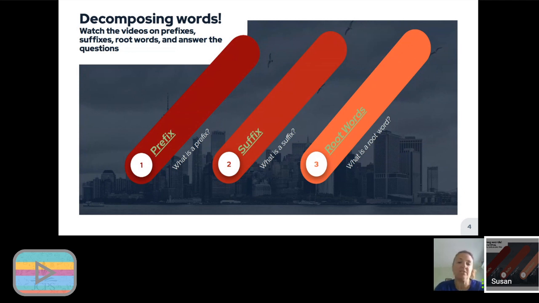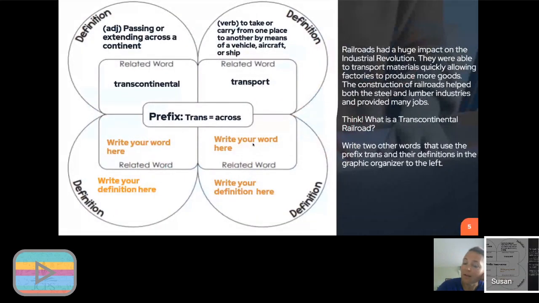So on this task, they're just watching the videos on prefixes, suffixes, and root words. And then they go through and review. This is really review for them. What is a prefix? What is a suffix? And then what is a root word? Okay, you can go to the next. All right, this graphic organizer is not new to the students.